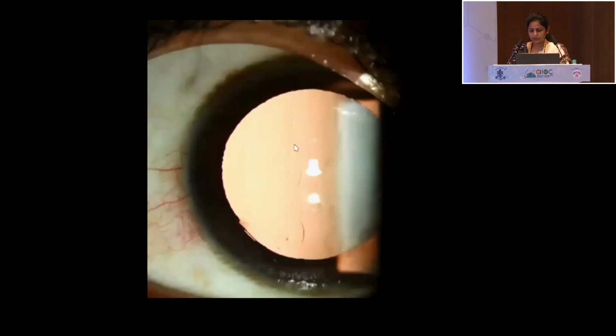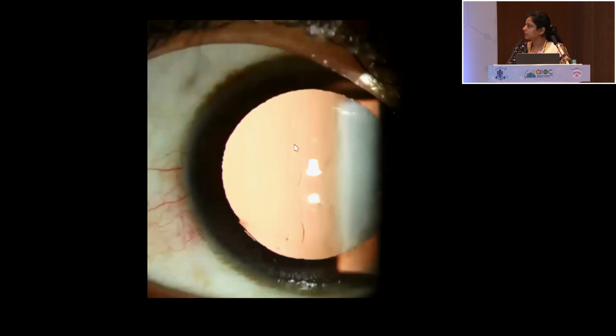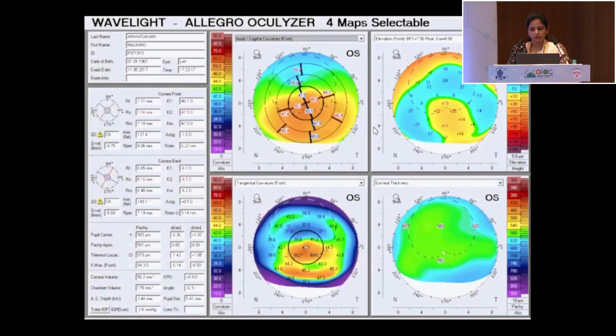Then this is a case where there is DM split. Here what you see is that the cornea is thicker, but the steepness is very high. So this occurs in cases where there is DM split. So I'll just move on to the red flags.